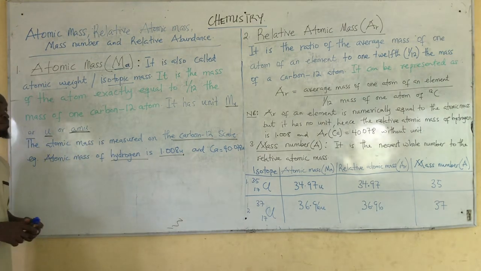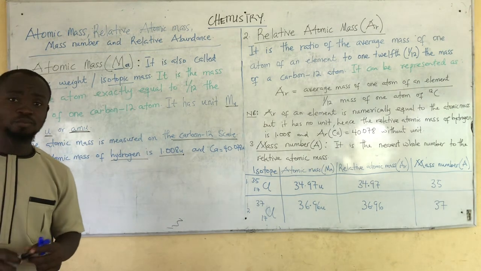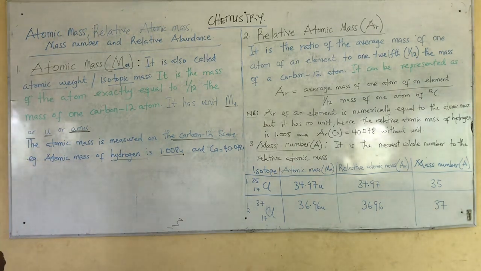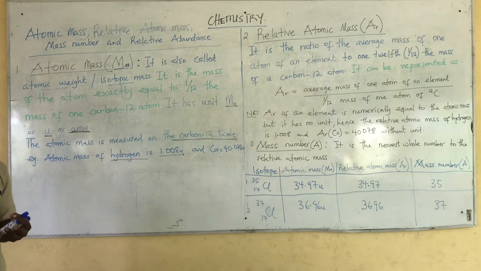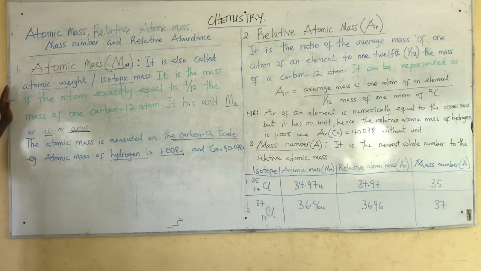So atomic mass is the mass of the atom exactly equal to 1/12 the mass of one atom of carbon-12. Atomic mass is measured using the carbon-12 scale. It is just a reference scale that has been set apart to measure the atomic masses of every element or every atom on the periodic table. That is it for the atomic mass.